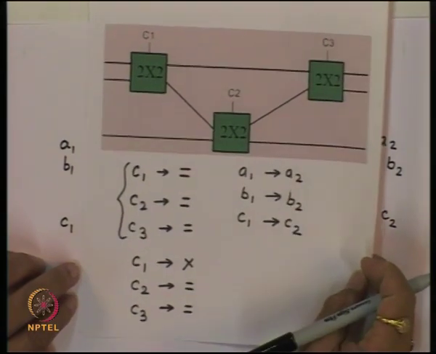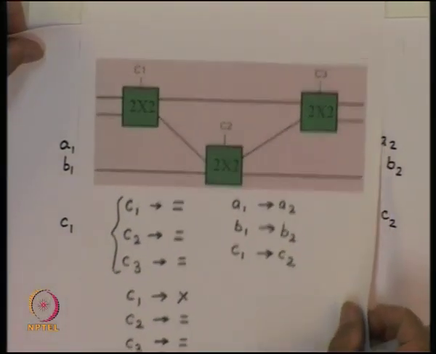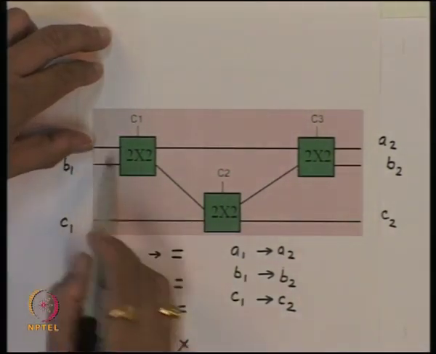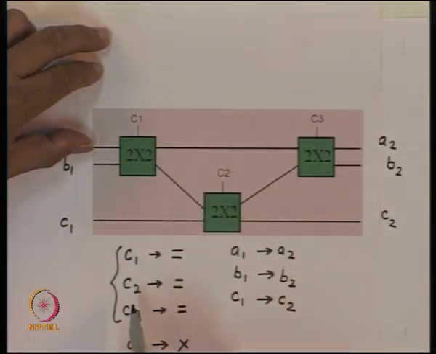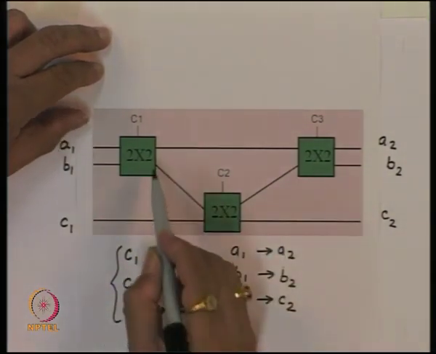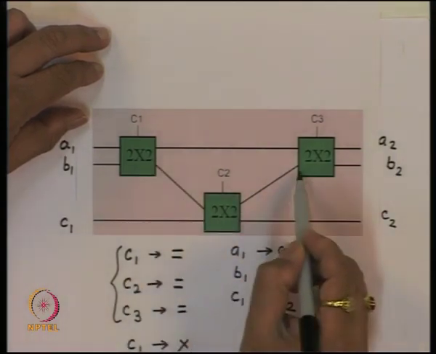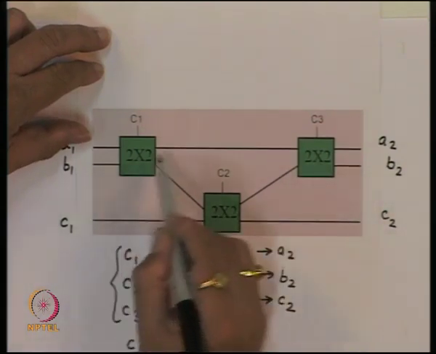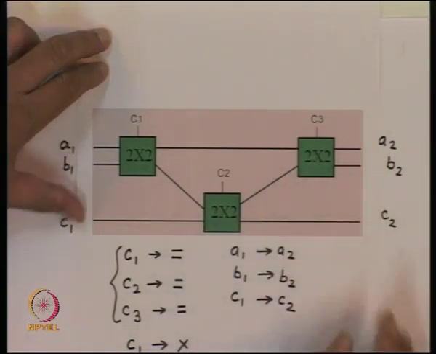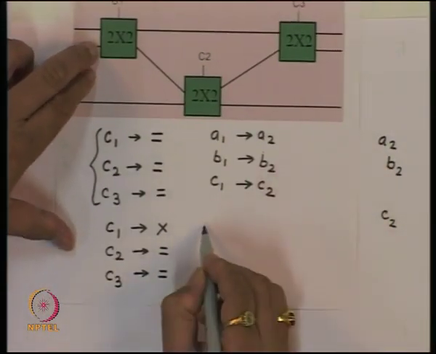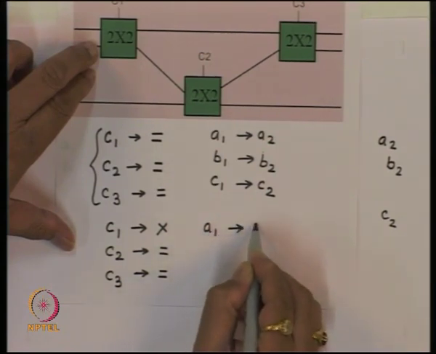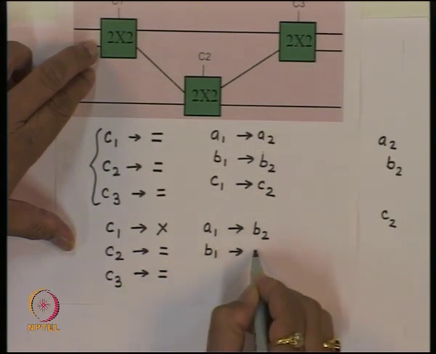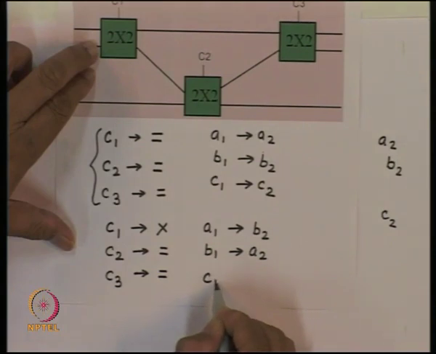Since now C1 has cross state, A1 will get connected here, B1 will go here and other two are in bar state. So we have got A1 through bar state, A1 is connected here, through that it is connected here, but this is bar state, whereas B1 which came here through the bar state, it got connected here. So now what we got, A1 is connected to B2, B1 is connected to A2 and C1 is connected to C2.